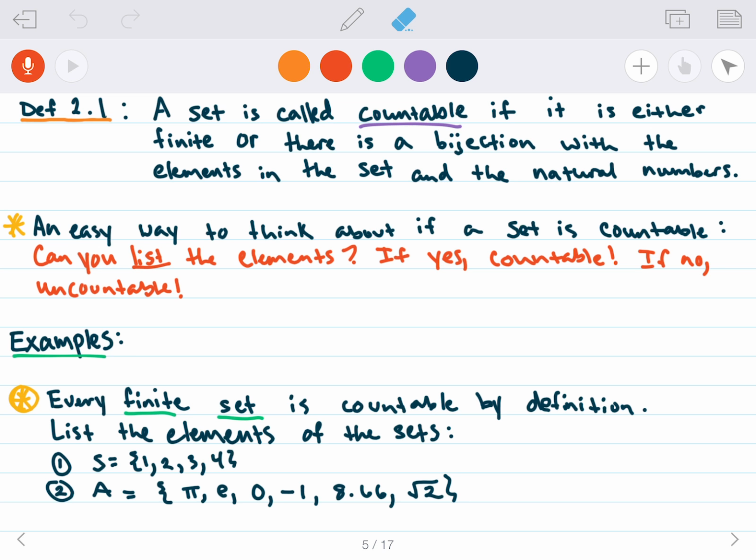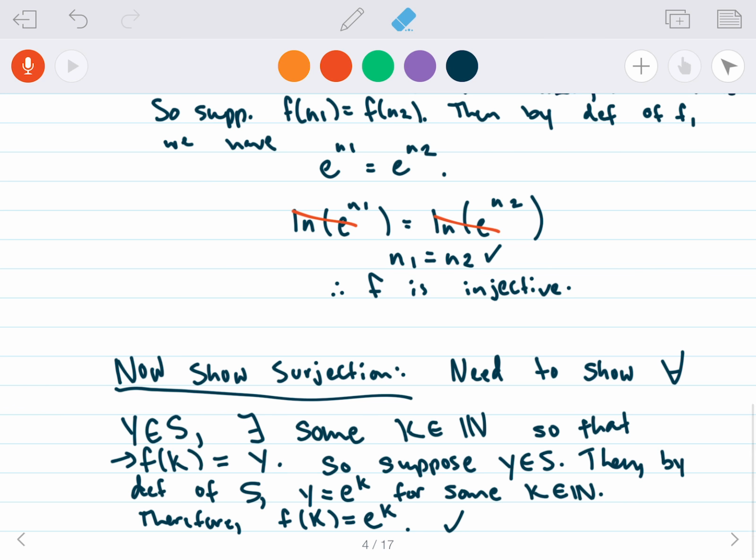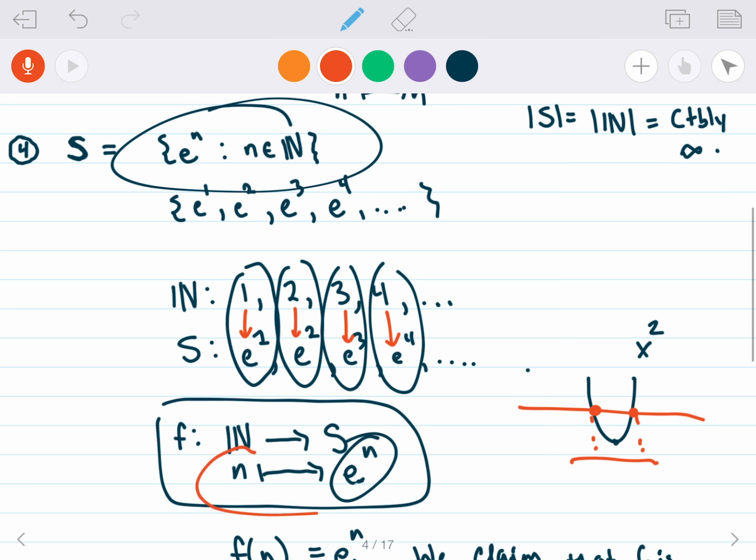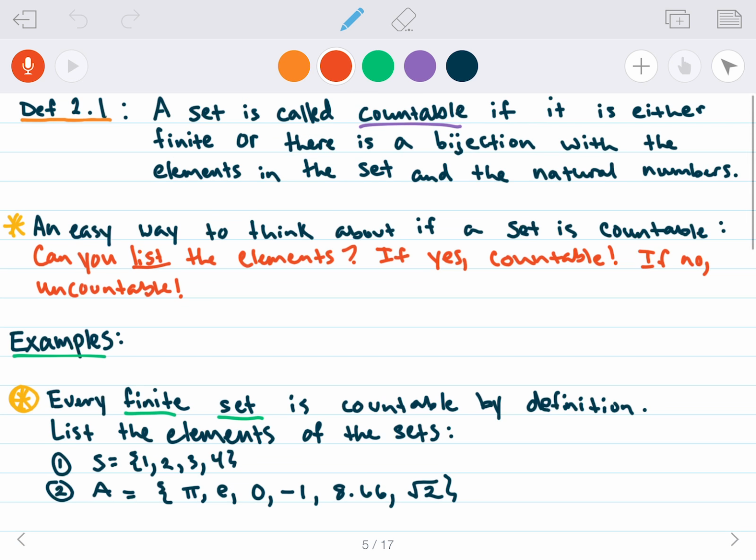A couple definitions for countable, some ways that you can think about it. A set is countable if it's either finite, you can literally count the elements, or there's a bijection between the elements in the set and the natural numbers. So in this case, with our S here, we know that S is countable because we constructed this bijection f so that there was a direct correspondence between N and S. Every natural number gets hooked up with somebody in S. So S was countable in that example.